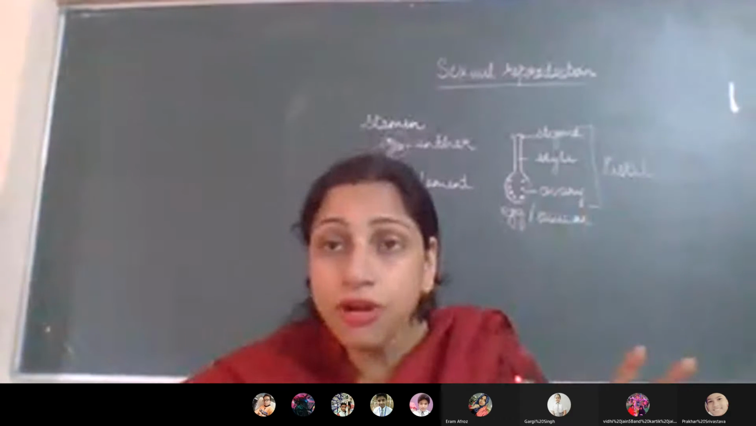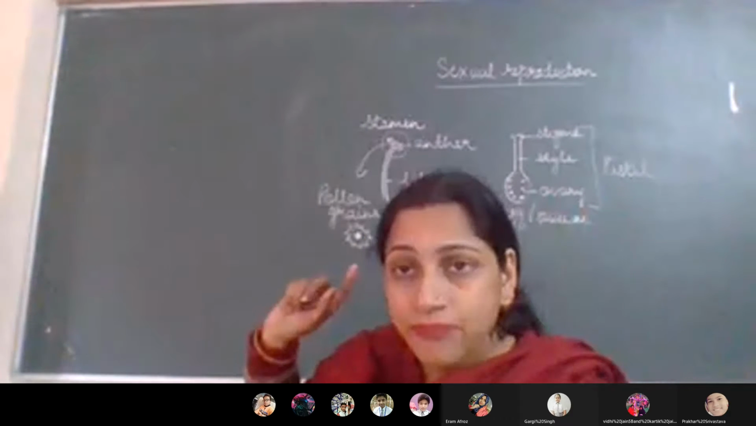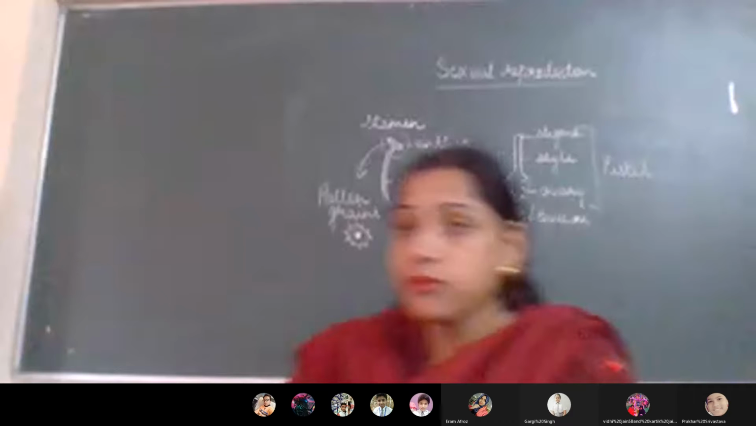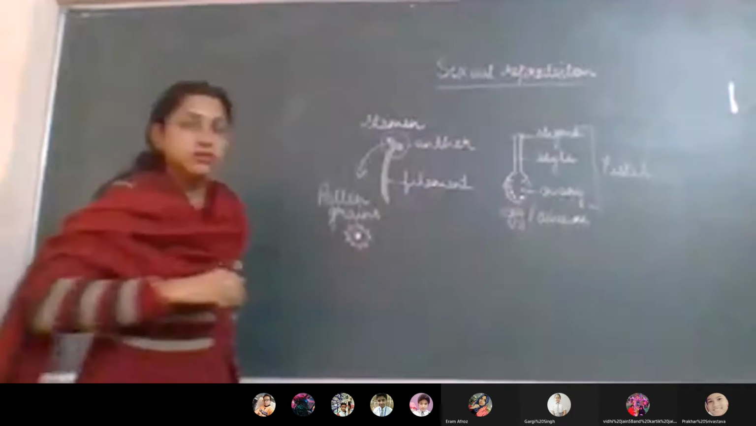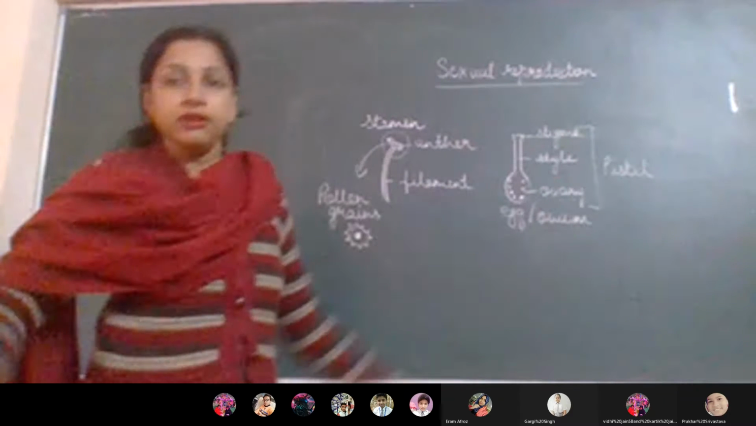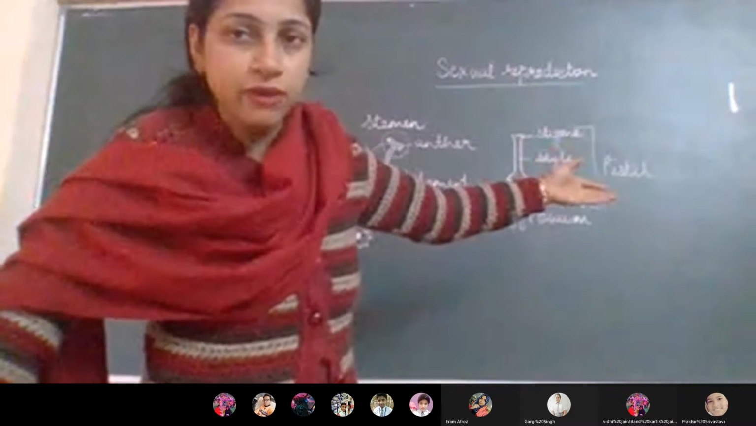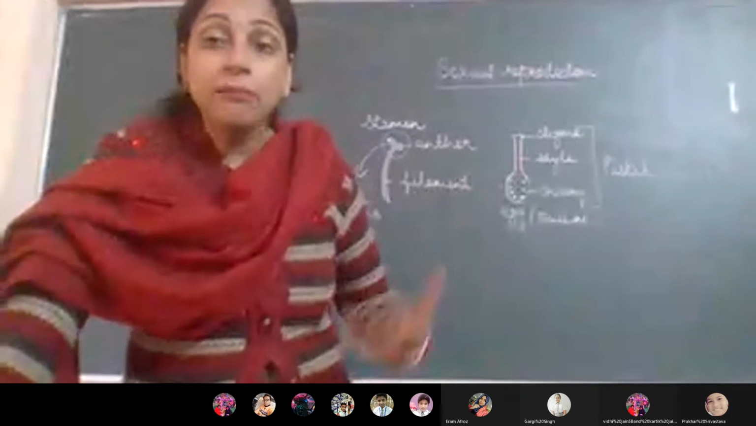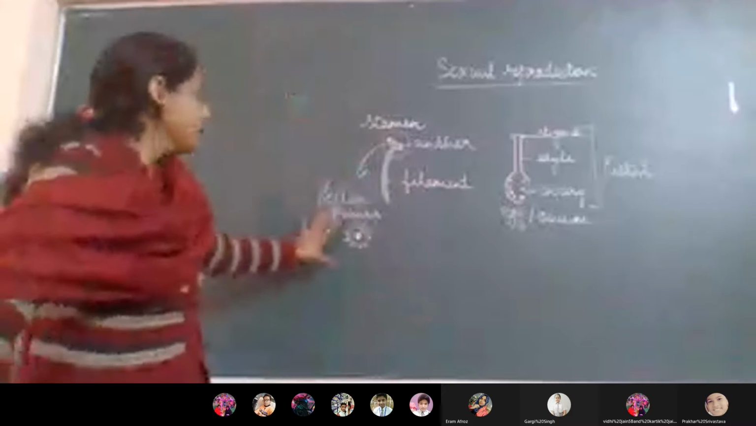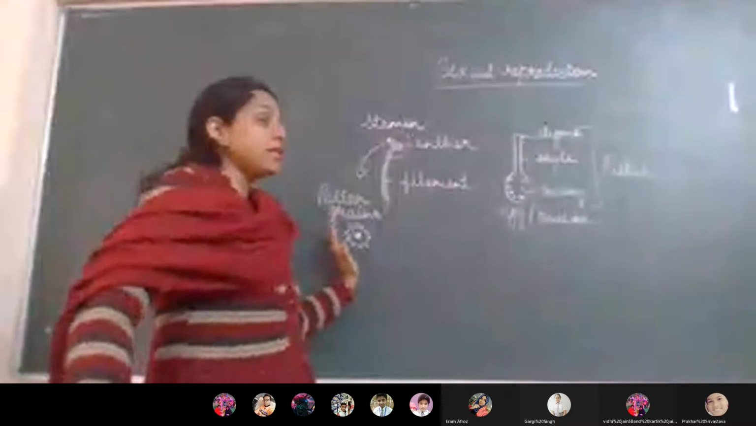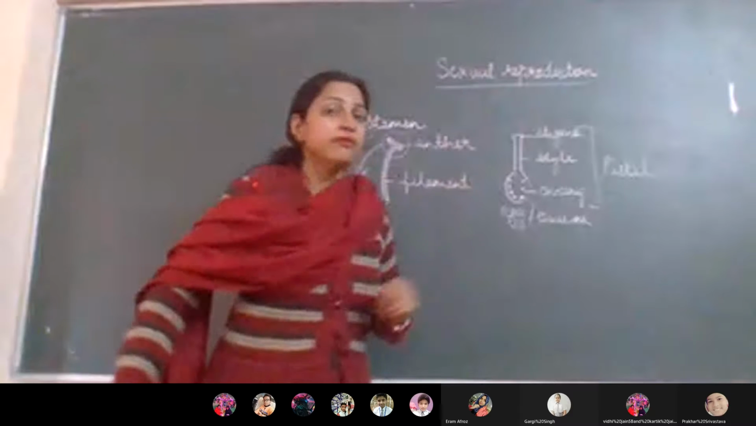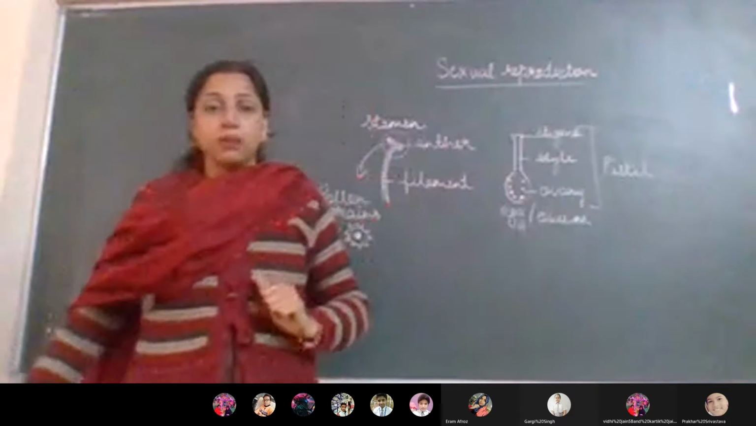Pollination means the movement of the male gamete to the stigma, or you can say, the female part. That is called pollination, and it is done by different agents. How can this, which is present here, reach here? So the pollination process helps in the movement of the male gamete to the stigma of the flower. This process is called pollination.